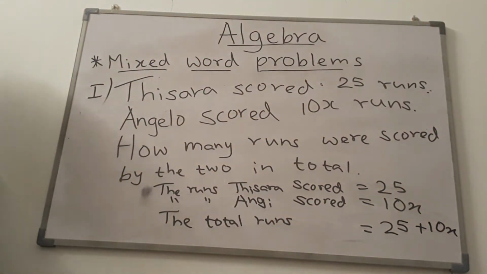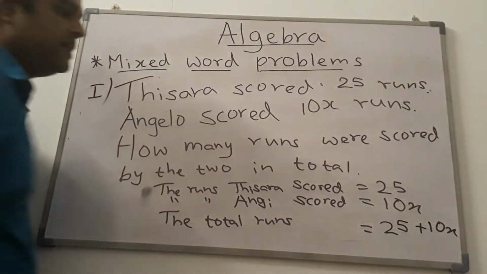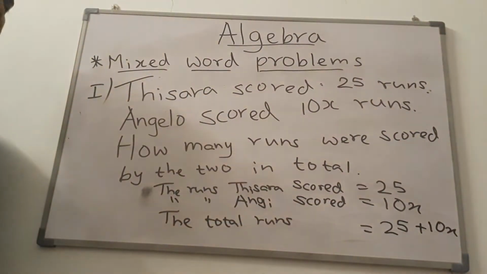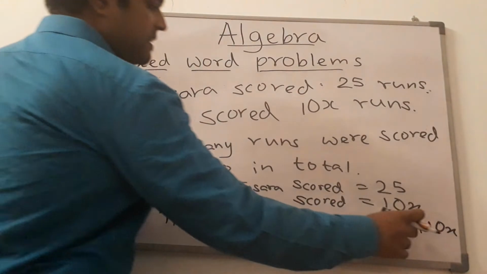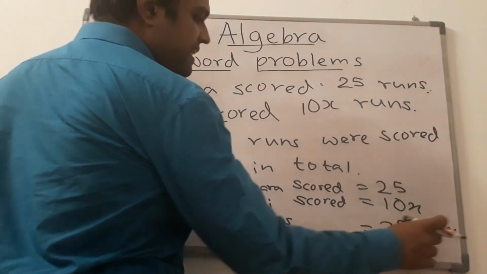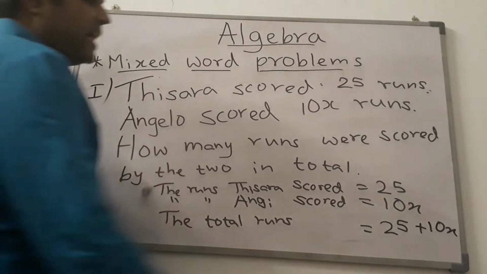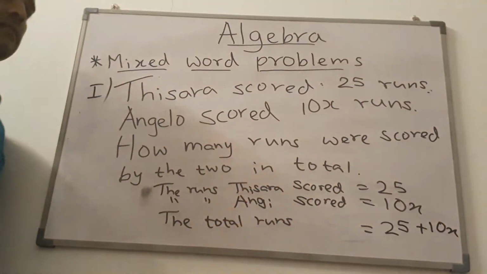Can we add these two terms? 25 means a number term. 10x means an algebraic term. This is an x term and this is a number term. So can we add a number term with an algebraic term to get a final answer? As these are unlike terms, we can't progress further than that.